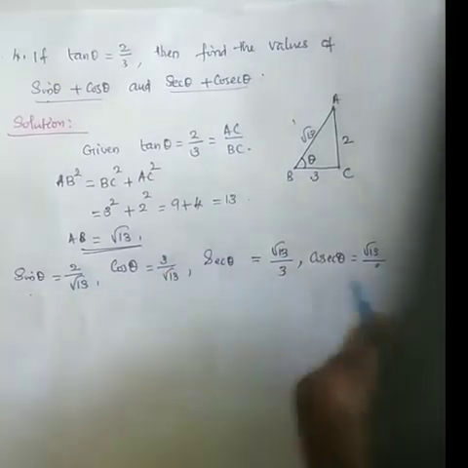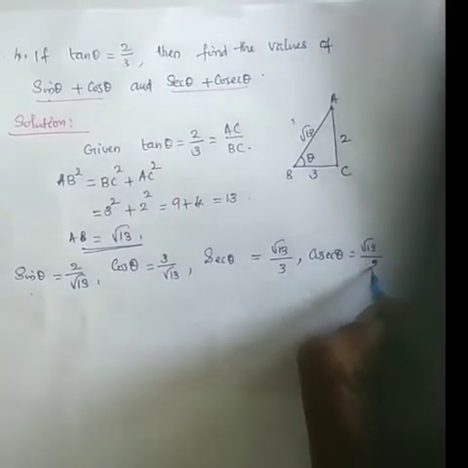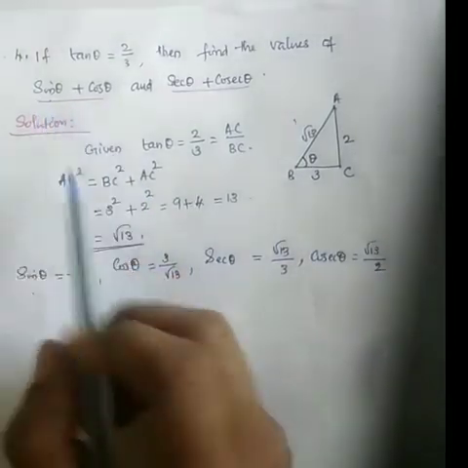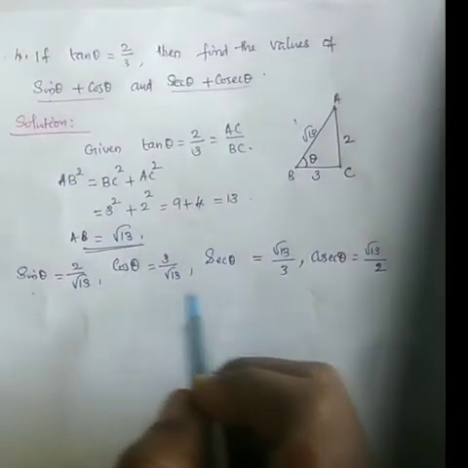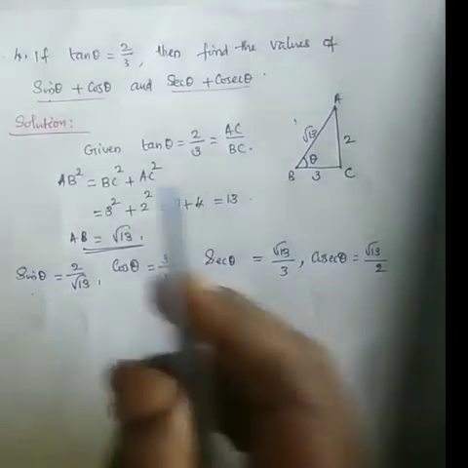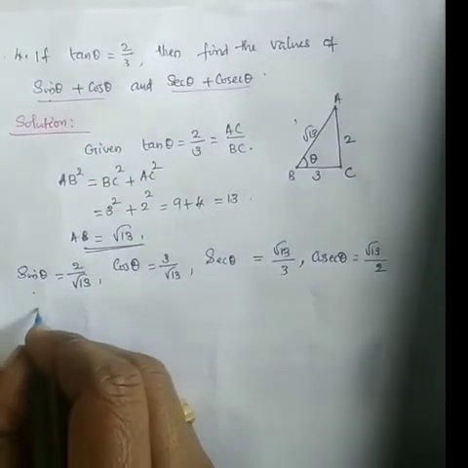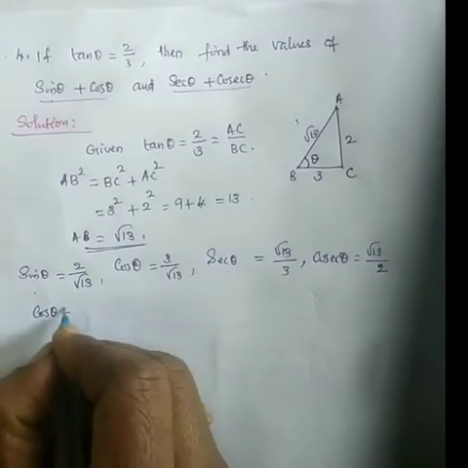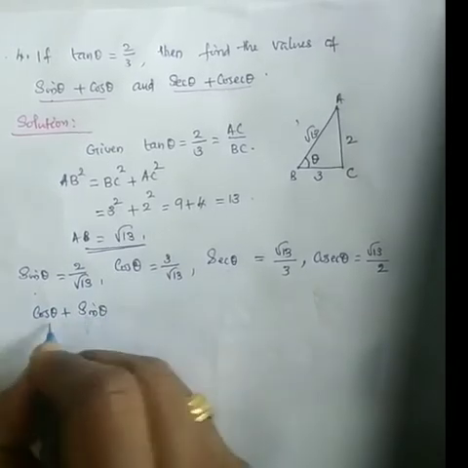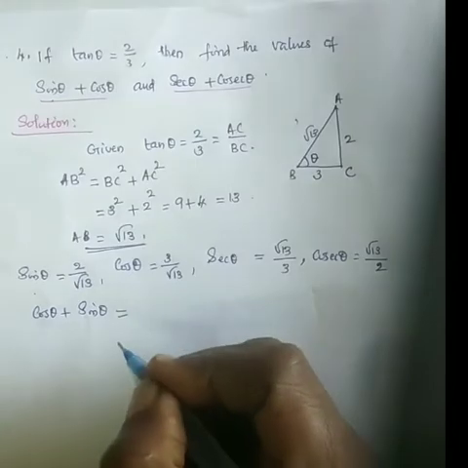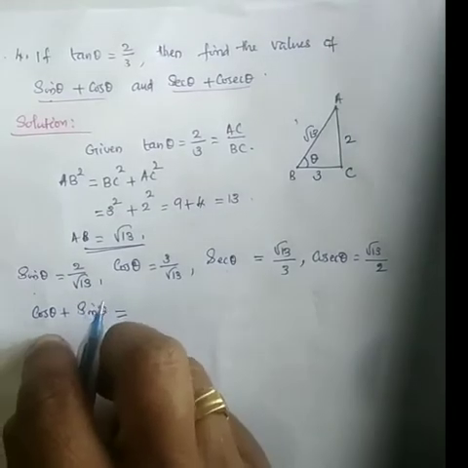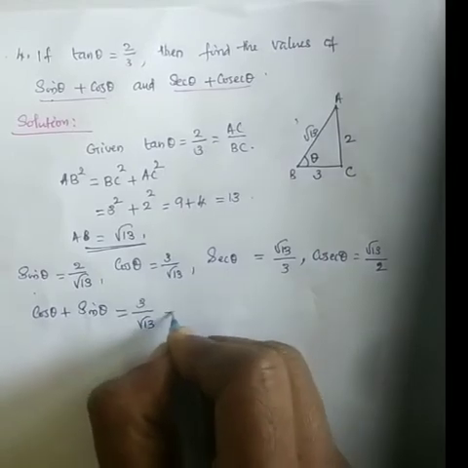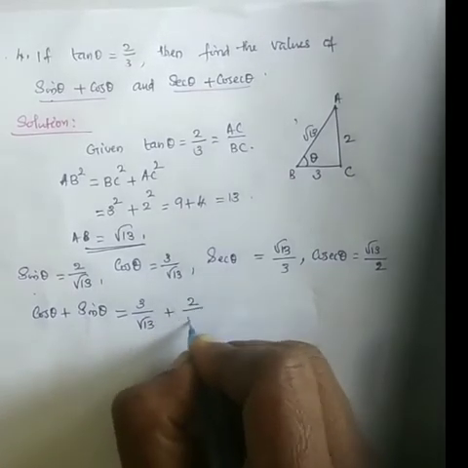Sorry, root 13 by 2. Then we find the values. We got the values of sin theta, cos theta, sec theta and cosec theta. Then find sin theta plus cos theta. First find sin theta plus cos theta or cos theta plus sin theta, equal to the value of cos theta is 3 by root 13 and sin theta is 2 by root 13.